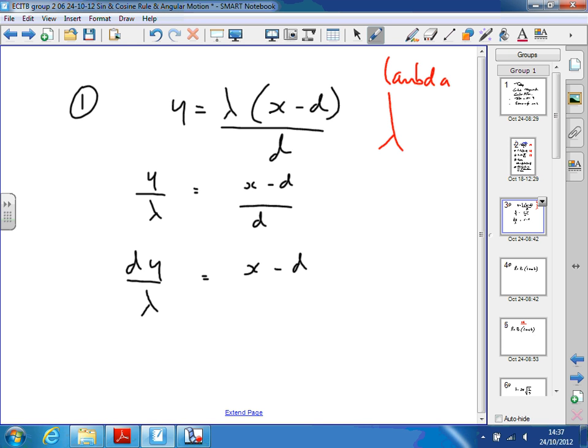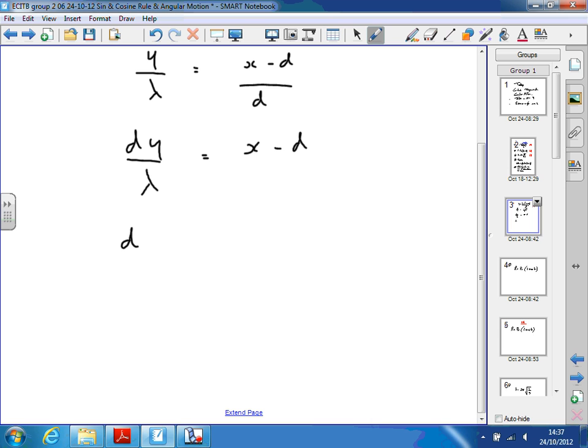Now the problem here is that d, which is what I'm trying to isolate, is on both sides. And the common trick in this case is to get all the terms involving d on the same side. So I'd add d to both sides. d y over lambda plus d equals x. So I get all terms involving d together, and then I factorise.